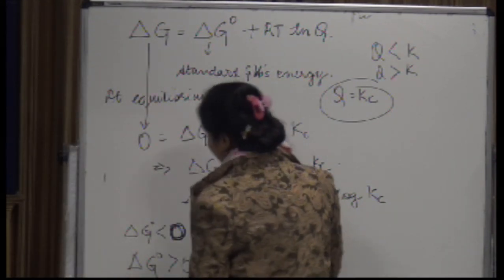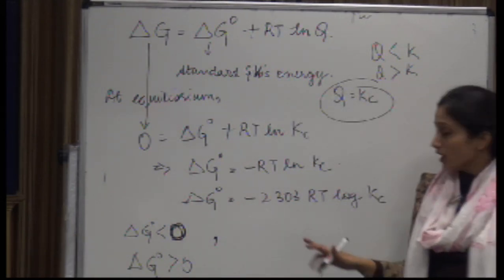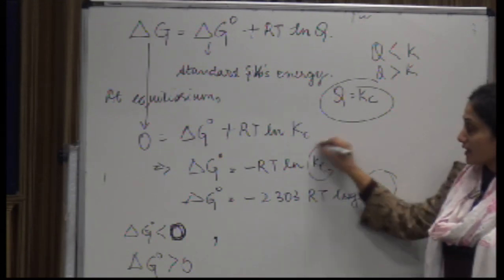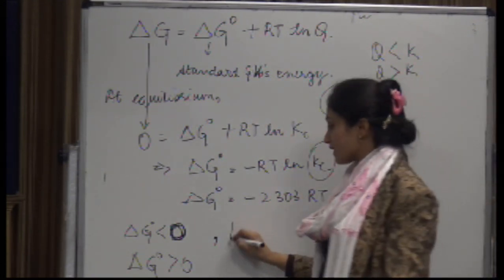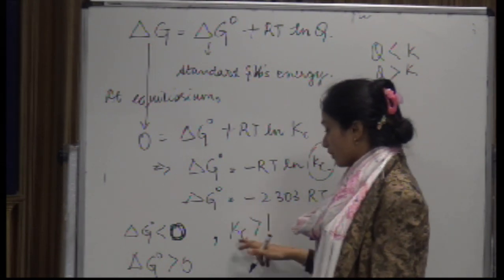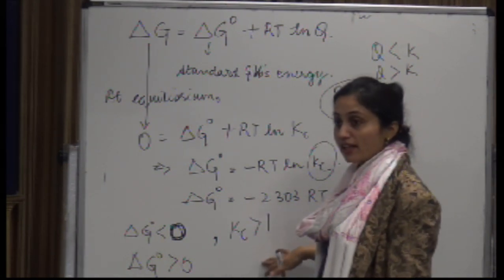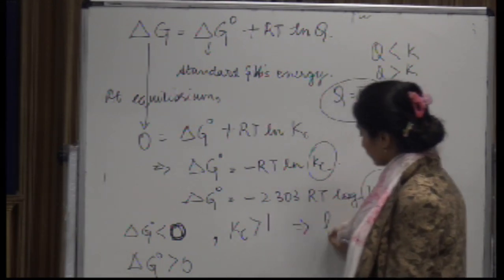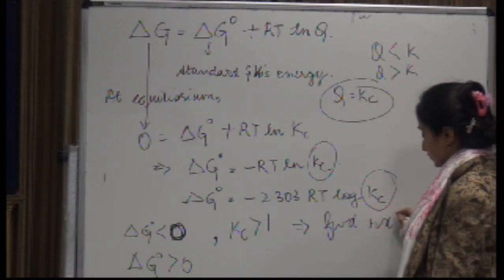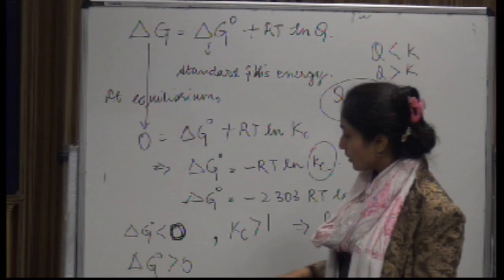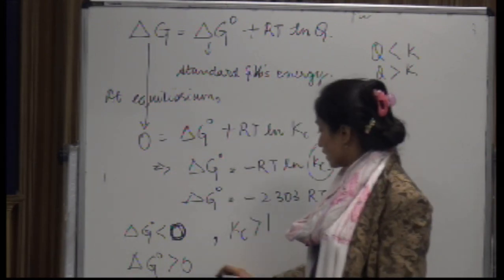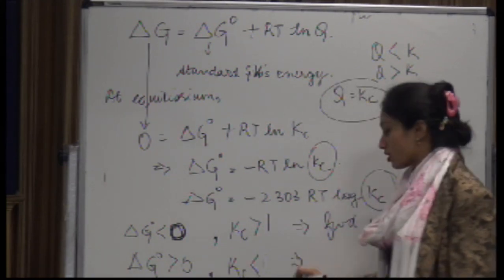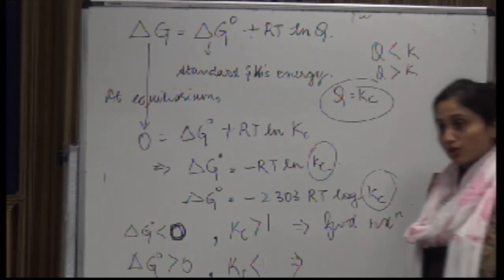Remember that delta G naught will be less than 0 only when my Kc is greater than 1. So this means that my Kc will be greater than 1, and when my Kc is greater than 1, that means my reactant concentration is greater than the product concentration. And when my delta G is greater than 0, this would mean that Kc is less than 1, which means that the concentration of the products will now be greater than the concentration of the reactants.